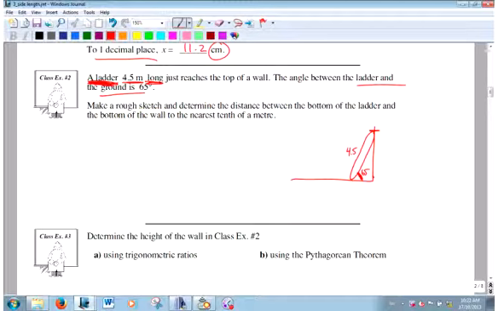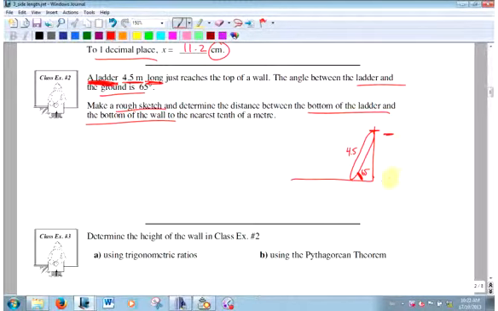Does it seem reasonable? Sure. Okay? If it's like 15 degrees, you know what's going to happen. If it's 89 degrees, almost vertical, you know what's going to happen, right? Okay. Looks reasonable. Make a rough sketch. Oh, now they're telling us to draw it. There's my rough sketch. Determine the distance between the bottom of the ladder and the bottom of the wall.